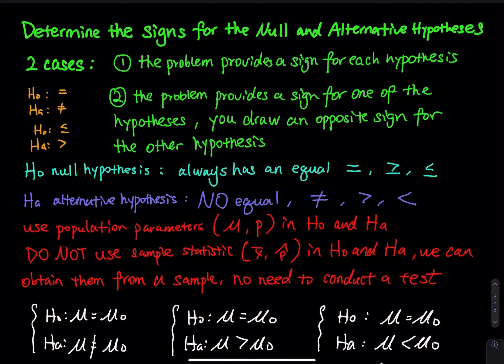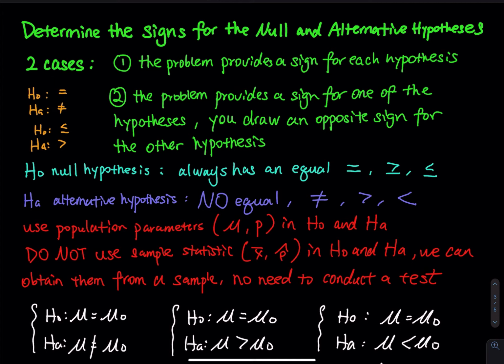And then when you set up the H0 and HA, be sure to use population parameters. Let's say the mu and the p. So the mu is the population mean, and then the p is the population proportion. And do not use sample statistics like x bar and p hat, because let's say you want to find the average final exam score in my statistics class. So I have 40 students in my class. Do you need to conduct a hypothesis test? The answer is no.